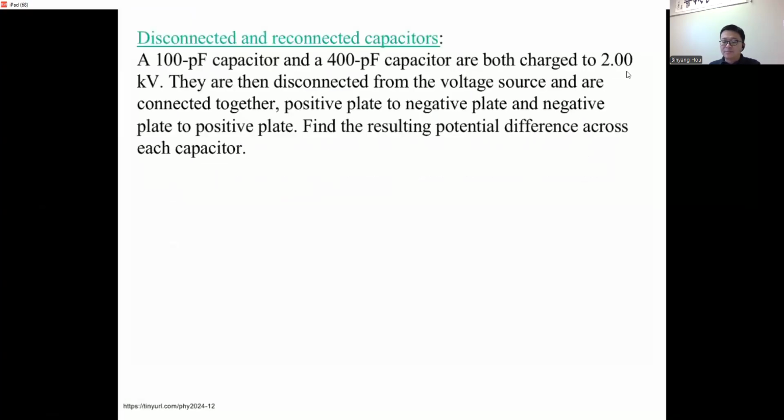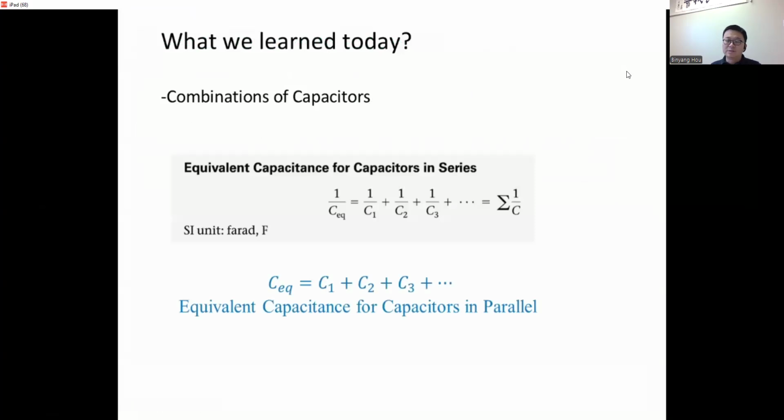And we'll stop there. So this is what we learned today, combination of capacitors. You can use an equivalent capacitor to represent the combinations. If they are purely in series, you do the inverse of each and add up and then do the inverse to get the equivalent. If they are in parallel, you just add them up.